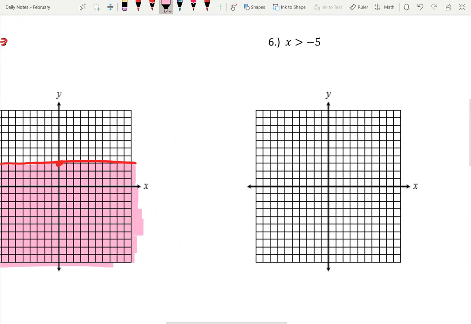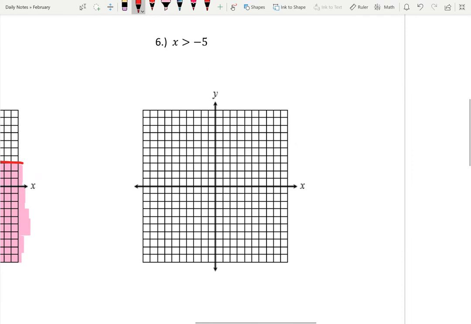All right. Now number 6, okay? Now keep in mind the difference here. This is x, not y. X is greater than -5. So on the x-axis, this is the only time we ever start on the x-axis. The x-axis, we go to -5, and we start there, okay?